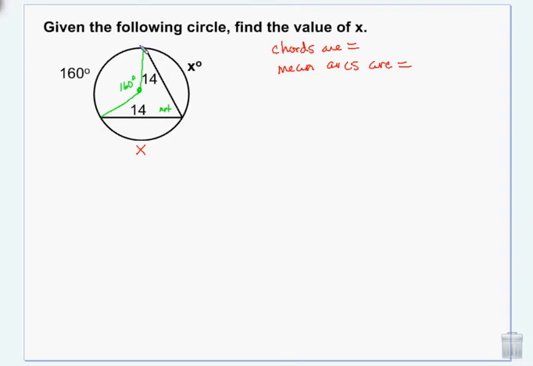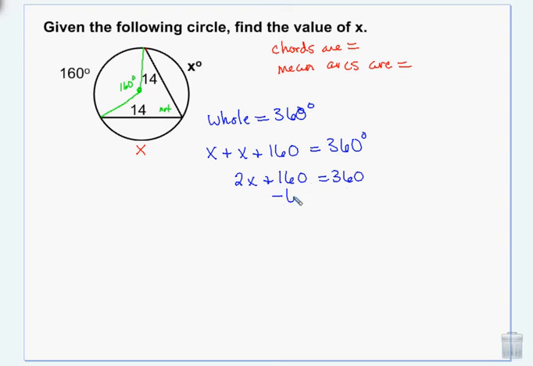Okay, but I do know that the whole circle is 360 degrees, right? The whole circle, 360 degrees. I have 160 of it, and I have x and x. So I have two x's, and the 160 is going to be 360 degrees. So 2x plus 160 equals 360. Take away 160 from both sides, and 2x will be 200. So they're 100 degrees each.